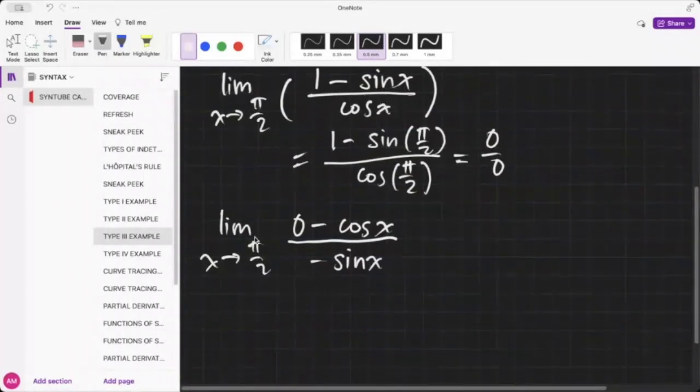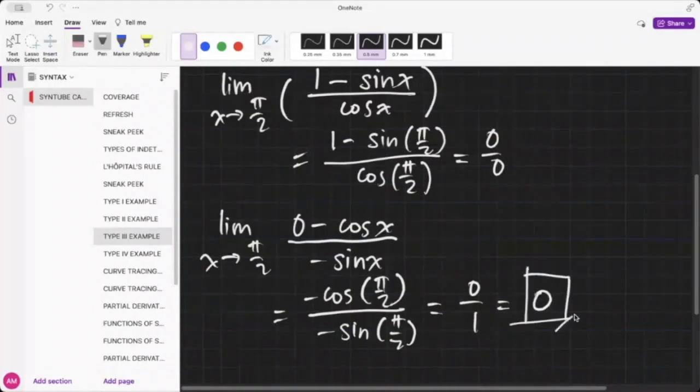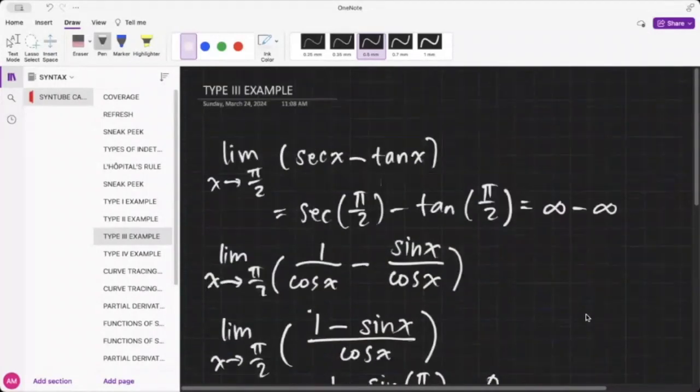Ayan. So, if we substitute here, if we evaluate the limit, it will become negative cosine pi over 2 over negative sine pi over 2, which is just 0 over 1, which is equal to 0. And this is your final answer.